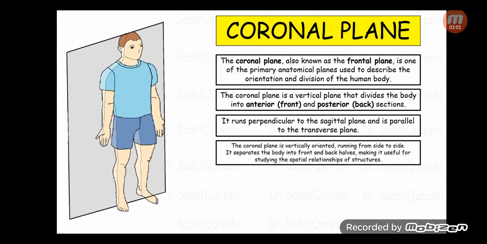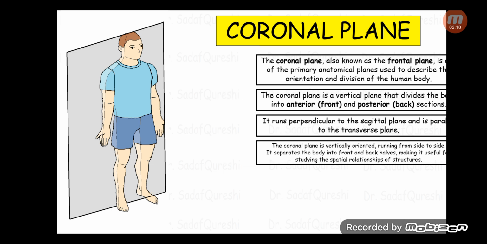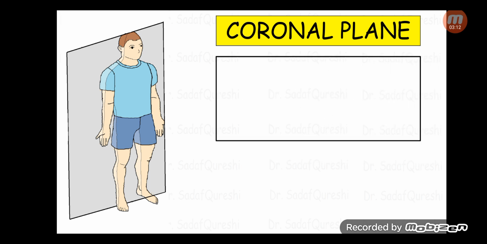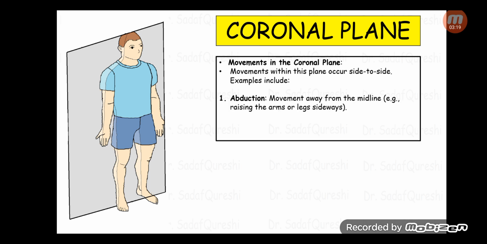The coronal plane is vertically oriented, running from side to side. It separates the body into front and back halves, making it useful for studying the spatial relationship of structures. Now let's talk about the movements that happen in the coronal plane. Movement within this plane occurs side to side. Examples include abduction. Movement away from the midline is called abduction. And then we have adduction, that is movement towards the midline.